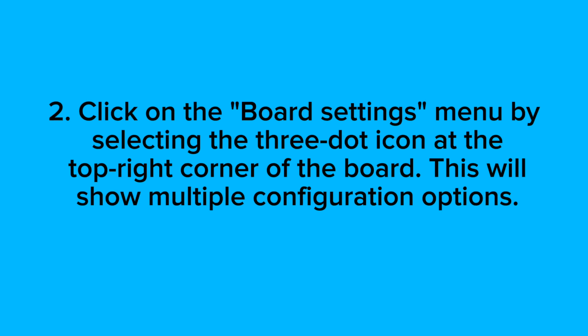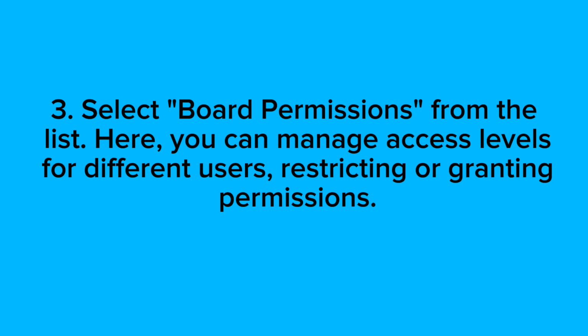2. Click on the Board Settings menu by selecting the 3-dot icon at the top right corner of the board. This will show multiple configuration options. 3. Select Board Permissions from the list. Here, you can manage access levels for different users, restricting or granting permissions.